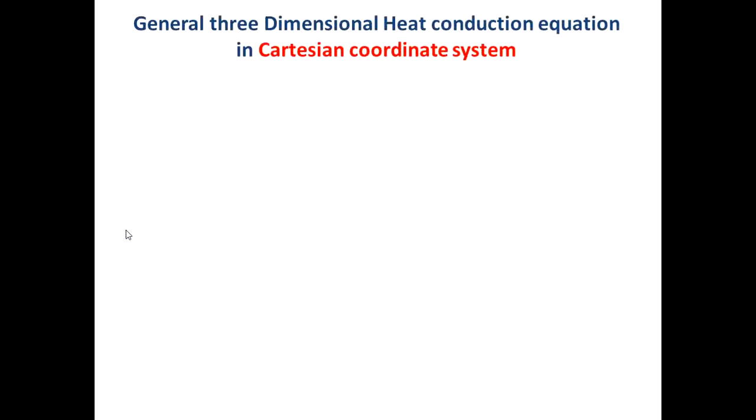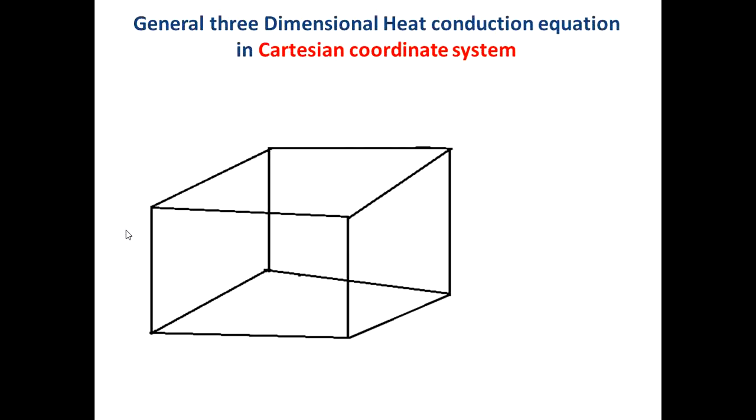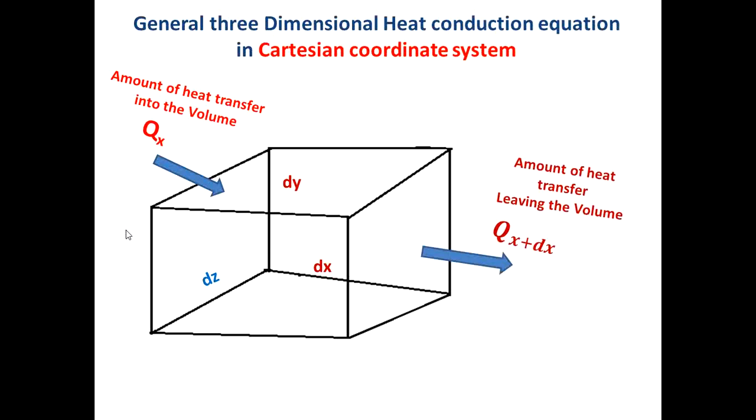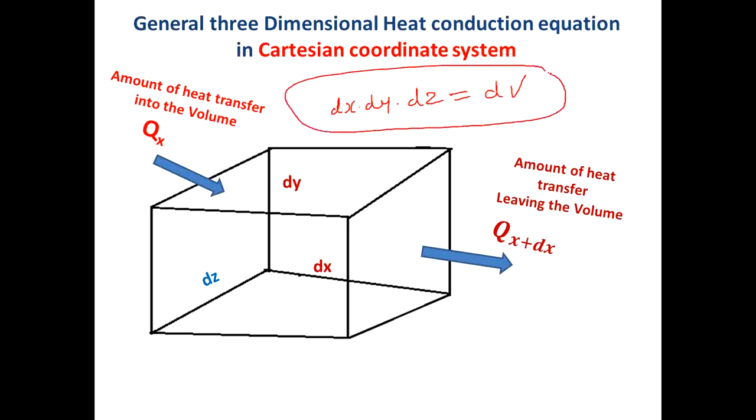General three-dimensional Cartesian coordinate system. Amount of heat energy coming into the volume, amount of heat energy leaving the volume. The volume is dx dy dz, equal to dV. Whatever I write here, write in your notebook as side calculation: dx dy dz is equal to dV. You have to write like this.